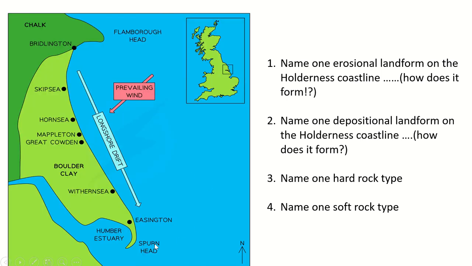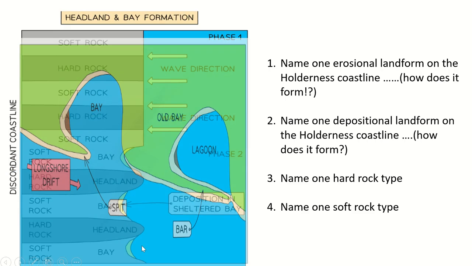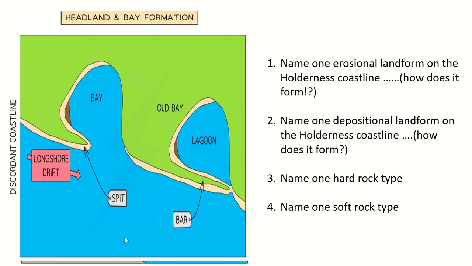The other key feature, the depositional landform on here, is Spurn Head, which is a spit at the bottom or the far south of the Holderness coastline, alongside the estuary, which is actually a river landform, isn't it? And again, the whole idea of a spit formation is that longshore drift will occur along a coastline. The coastline will change shape, and the longshore drift will deposit sediment in the form of a spit. When 2 headlands are connected, that will form a bar and leave behind it a lagoon.